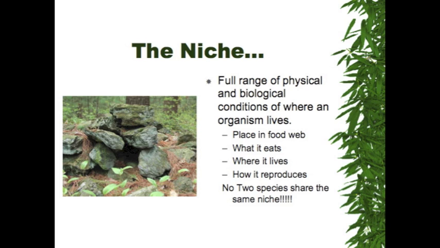The niche of an organism is much like the back of a baseball card. It gives you all the statistics and information that's needed about an organism, from where its place is on the food chain to what it eats, how it lives, how it reproduces. No two organisms can share the same niche.